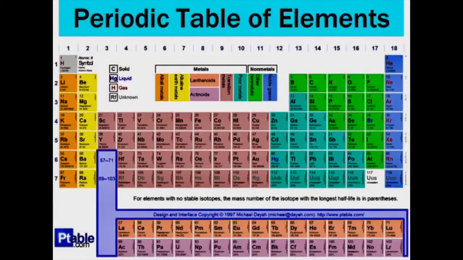To find the abbreviated configuration for any element, you would need to know 3 simple steps. The first step would be to find the symbol for the element. The second step would be to write the symbol in brackets for the nearest smaller noble gas. And the third step would be to write the outer electron configuration for the remaining electrons.